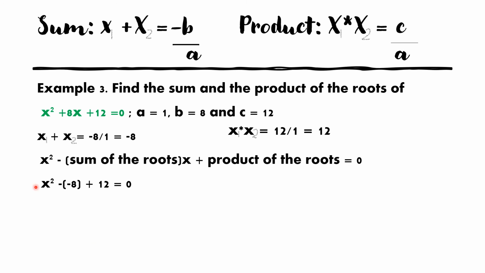So we have x squared minus, because in the pattern it's minus, the sum of the roots, which is negative 8, x plus 12 is equal to 0. So this one becomes positive, which is positive there. See? We can do the reverse, as the equation, same as this. Let's have another one.